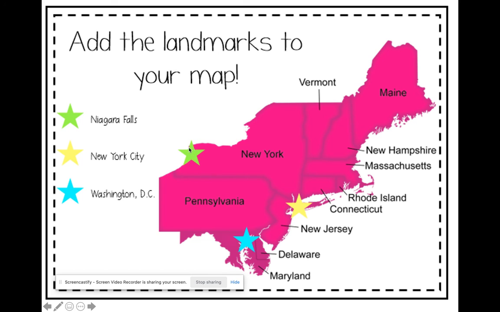And if you look at where the stars are, these are where the landmarks that we just looked at are. This is where Niagara Falls is. So Canada is right here. So this is right on the border of Canada and the United States, right in New York. But this is New York City. So even though Niagara Falls is in New York State, New York City is all the way over here on the East Coast at the Atlantic Ocean. And this is where Washington, D.C. is.